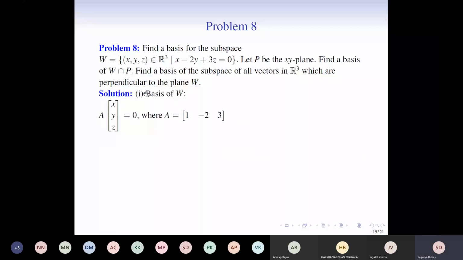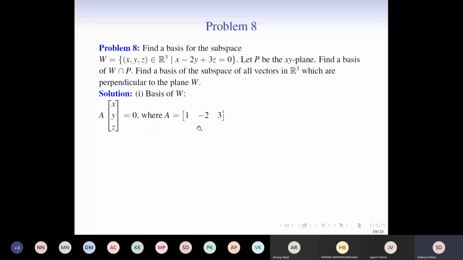First, we find out the basis of W. You see that this equation can be written in this form, where A times (x, y, z) equals 0, where A is equal to this. When we multiply these two, we exactly get this equation. So the elements of W can be characterized by this linear system.